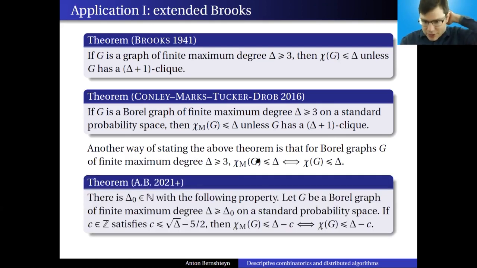It turns out that you can improve this by replacing delta here by significantly smaller numbers, like delta minus c, where c is not too big, but grows with delta. It's at most something like square root of delta. Then still the same equivalence holds. So in particular, if delta is large enough, you can write delta minus 1, delta minus 2, delta minus 100, etc. Well, delta has to be large enough for this to work, bigger than some constant, like 10 to the 10. And the same is true for Baire measurable chromatic numbers.